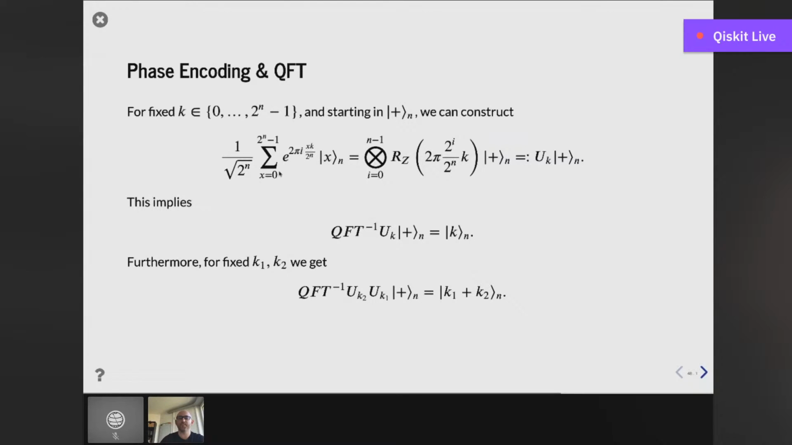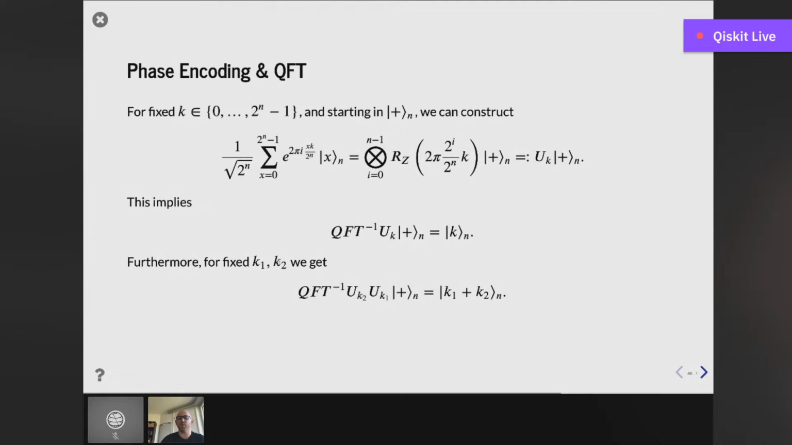And this is easy to prepare with just single qubit RZ gates, where we choose the angles like that, where we have 2 pi, 2 to the i on the ith qubit divided by 2 to the n times k. So we encode the x using the qubit count, and the k is fixed. And this works because we apply this to the equal superposition state, and we denote these single qubit operations by uk here. If we apply an inverse quantum Fourier transform to this state, then you can check the definitions. Then this gives us nothing else but k in the binary encoding on n qubits.